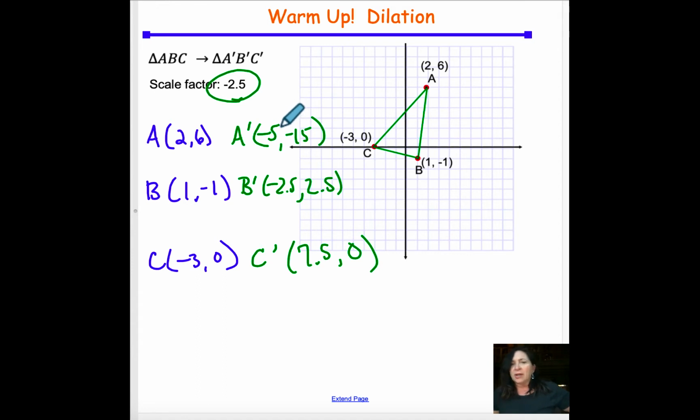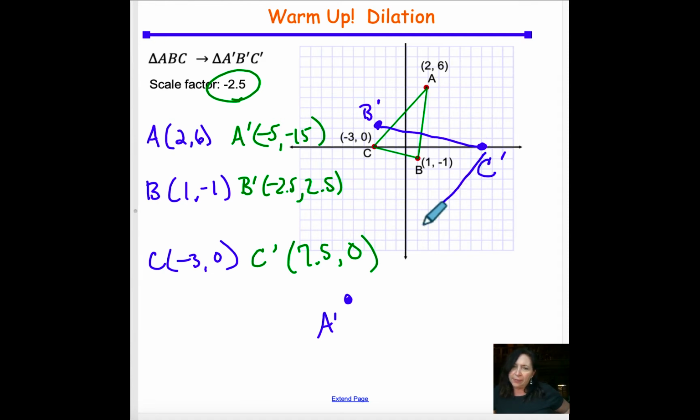So we are going to plot these new points, and in plotting these new points, we have -5 and then -15 way down here. That's A prime. Then we have B prime, which is -2.5 and then +2.5. And then you have C prime, which is 7.5, 0, which is right here, C prime. And so what we have now is this graph that looks like this.